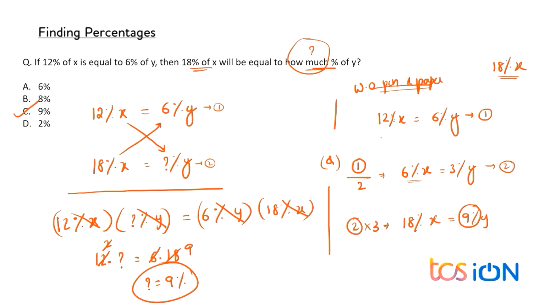12 halves are 6, so 6 into 3 will give me 18. Similarly, 6 halves are 3, and 3 into 3 will give me 9. Just a two-step answer. Why do so much calculation? Why waste our time? I hope you all understood the point, viewers. I'm moving on to the next one.